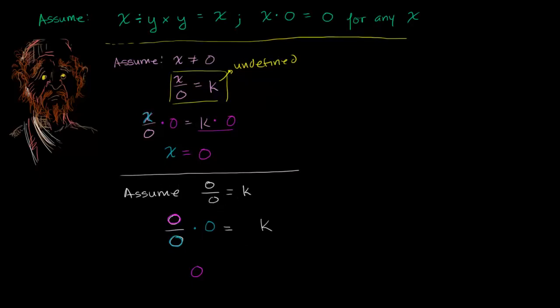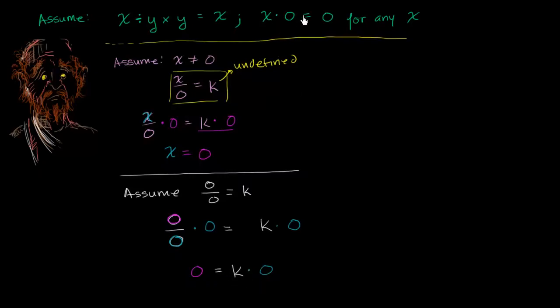So let me multiply the right-hand side by 0. So on the left, I just get this magenta 0. And on the right, I could just write a 0 here, but I won't simplify it. I get k times 0. K times 0. Well, this I see right over here. This actually is not a contradiction. This is actually true for any k.